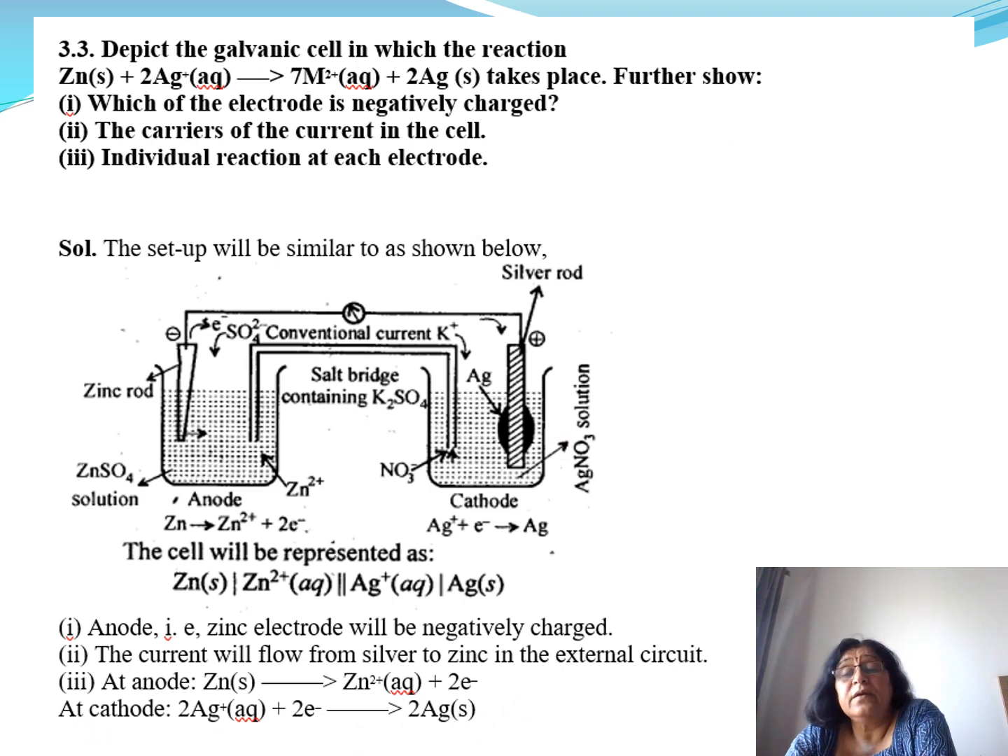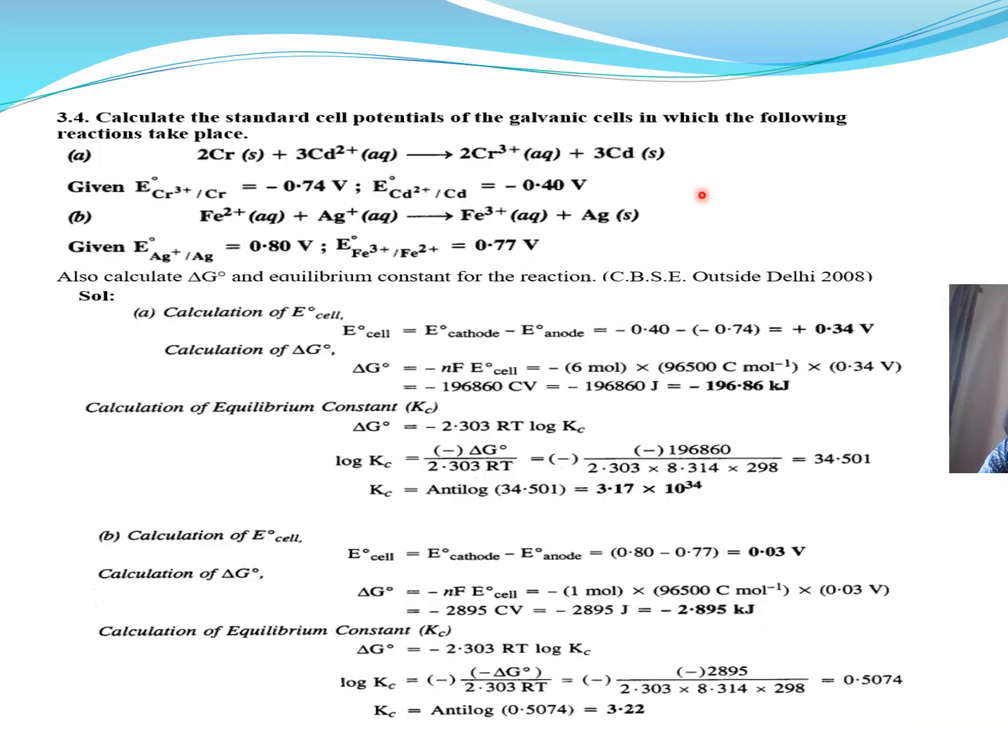Okay, let's see the next question. Calculate the standard cell potential of the galvanic cell in which the following reaction takes place: 2Cr(s) + 3Cd²⁺(aq) gives 2Cr³⁺(aq) + 3Cd(s). So this cell reaction is given and you have to calculate ΔG and the equilibrium constant. For ΔG, the formula is ΔG° = −nFE°. So you first need to calculate E° cell.